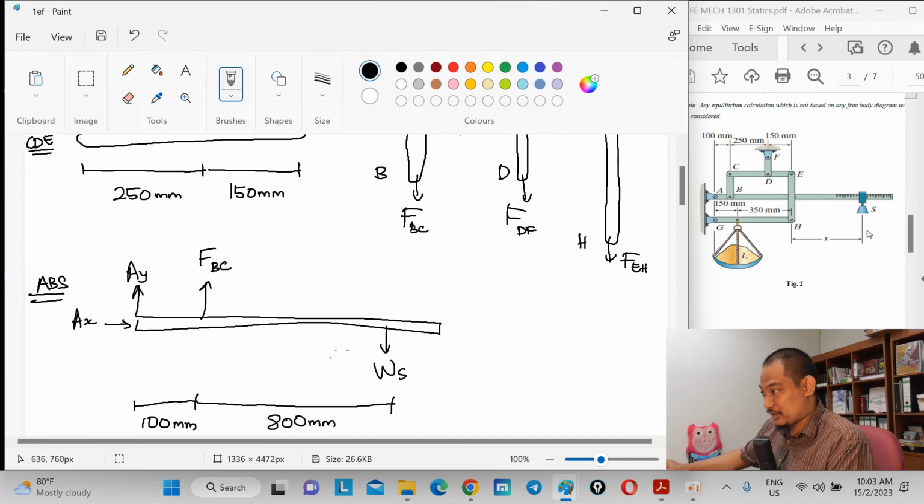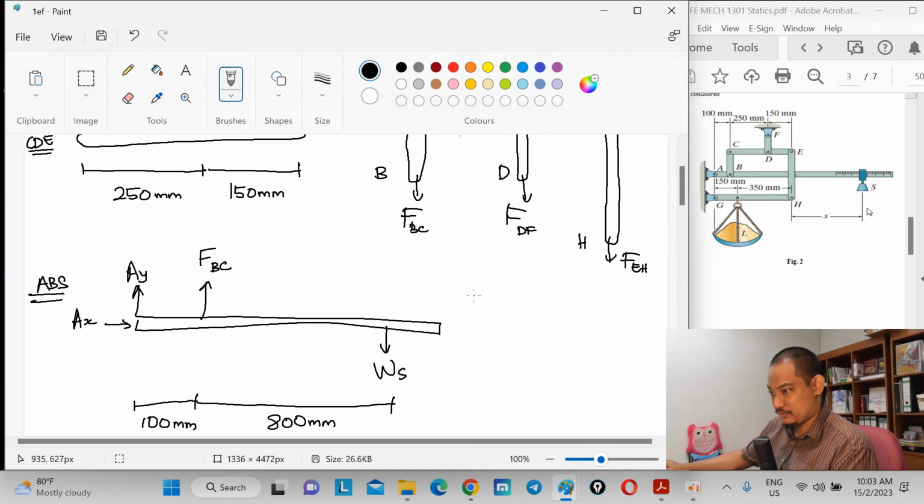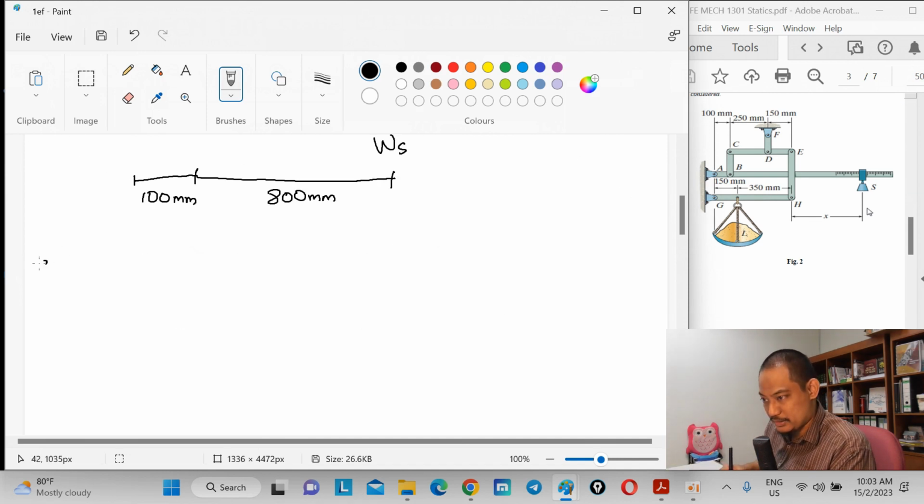Okay, so that's the free body diagram. There's another one actually, this one, GH, right? So let's call it that. GH. Okay, so 10 already, so we have used 1 hour. So yeah, we are under pressure now.